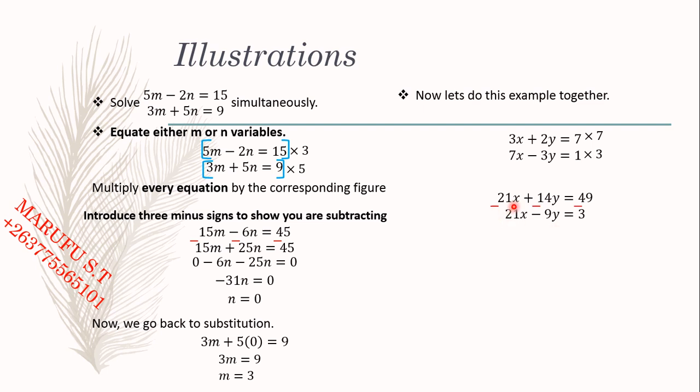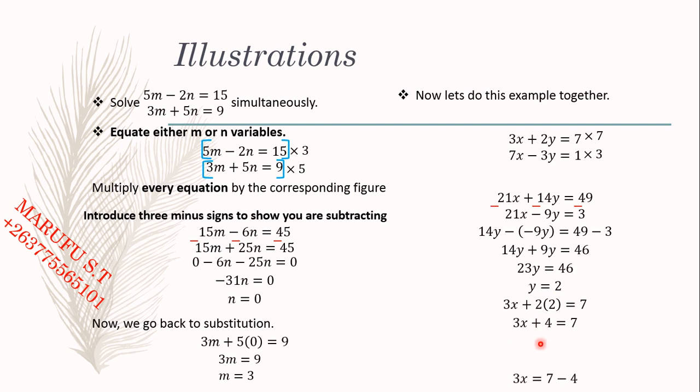From there we subtract so that we eliminate this x. We now have 14y minus minus, pay attention to those two minus signs, is equal to 49 minus 3. So what do we get? These two signs change to become plus, and this is what we have: 23y is equal to 46. Dividing both sides by 23, y is equal to 2. We now substitute again till we get our answer, which is x is equal to 1. The good thing about mathematics, especially equations, is that you can cross-check if your answer is correct.